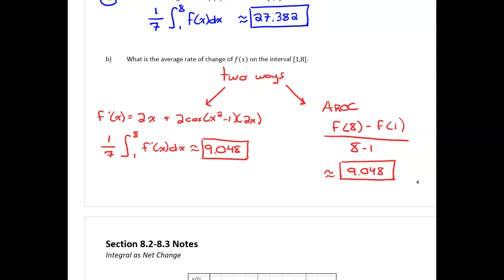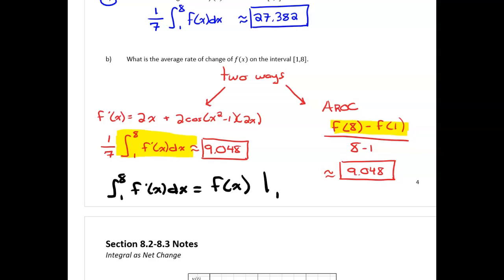Let's talk about why these two things are equivalent. Well, let's think about this. This integral right here is the exact same as this expression right here. If I'm asked to find the integral from 1 to 8 of f prime of x dx, well, let's talk about what that would be equal to. The antiderivative of f prime is f of x, and we are simply evaluating from 1 to 8. That's the same thing we did right there. And then 1/7, that's the same thing as 1 over 8 minus 1.